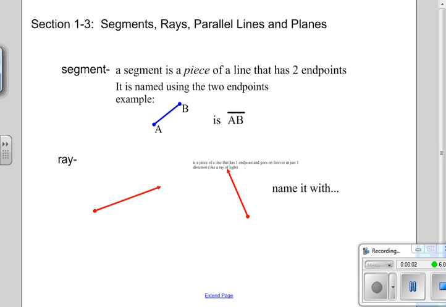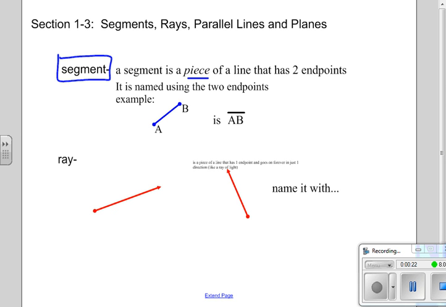So we're starting again with some kind of basic terminology, basic language of geometry. We've got here a segment. A segment is a piece of a line that has two endpoints, and it's named using those two endpoints. Got this blue segment. I made the points on the end bigger dots to make sure that you could see them, though you do not need to have them there.